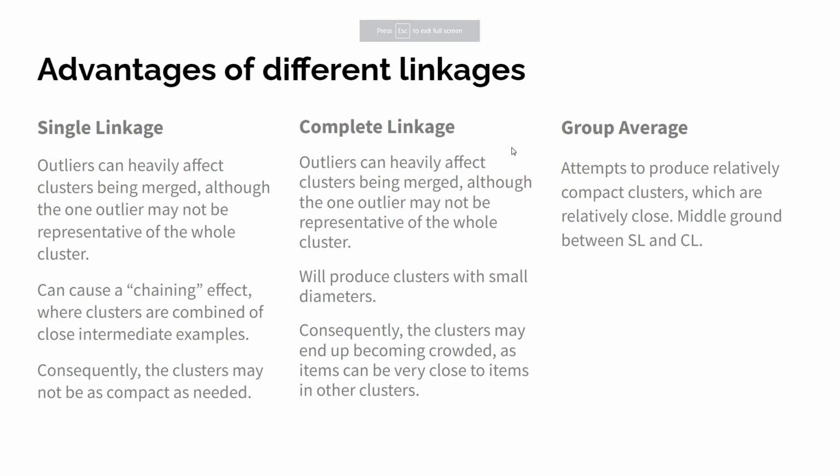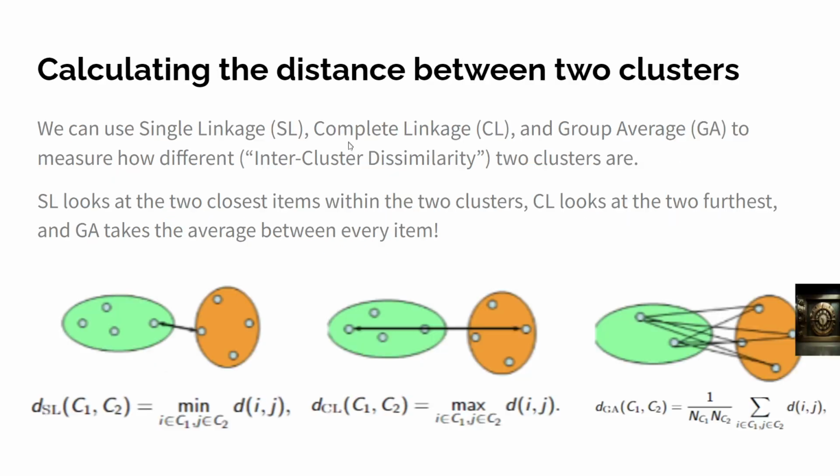So we've got these different linkages, but we need to look at the advantages and disadvantages so we can decide which one to pick. In single and complete linkage, outliers are going to heavily affect how our clusters are merged, even though they might not be representative of the whole cluster. If we've got an element all the way out here, in complete linkage it's going to define their distance as being really quite far, even though this element is not representative of the whole clustering structure.